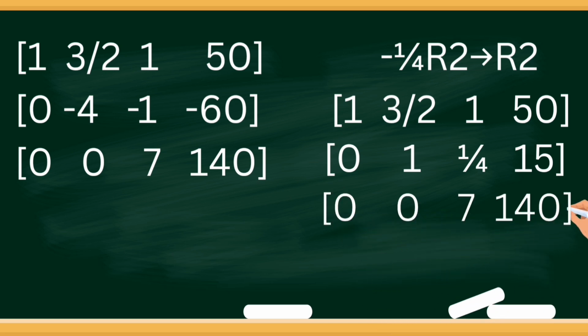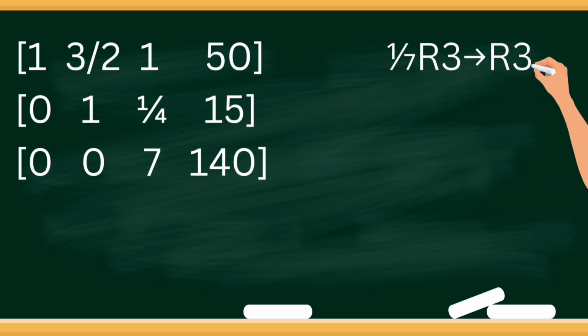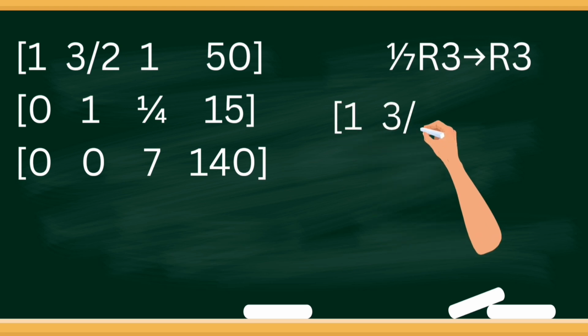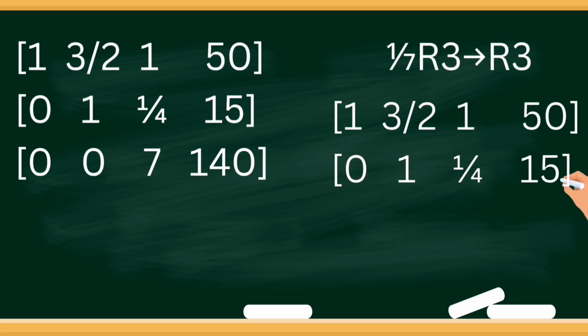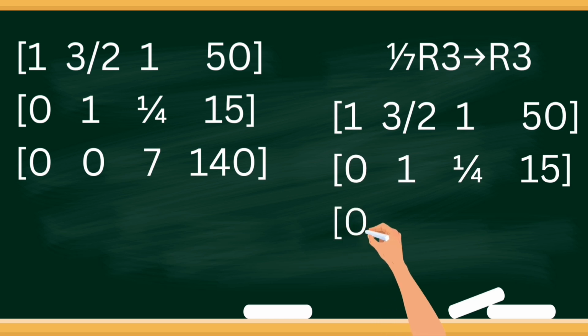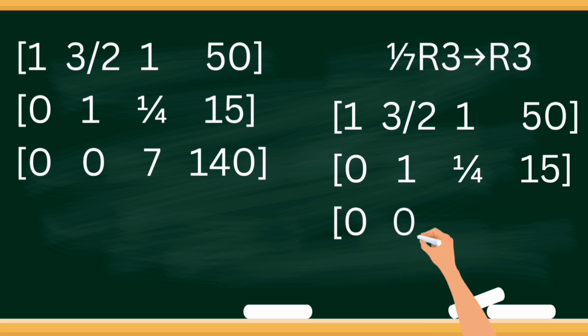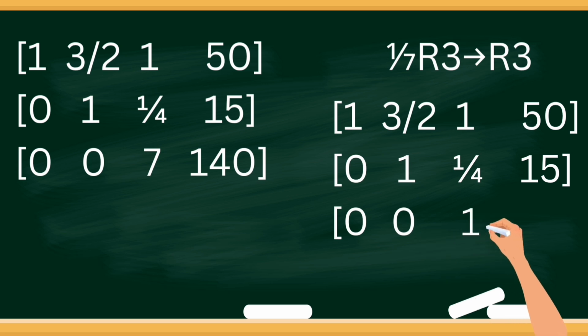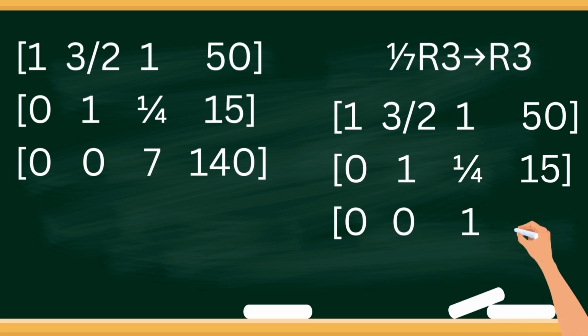And let's proceed to row 3. And let's use the operation 1/7 R3 is your new R3. Then let's just copy the numbers of row 1 and row 2. Then let's proceed to the operation. 1/7 times 0 is 0. 1/7 times 0 is 0. And 1/7 times 7 is 1. And 1/7 times 140 is 20. Now we have the value of z, which is 20.